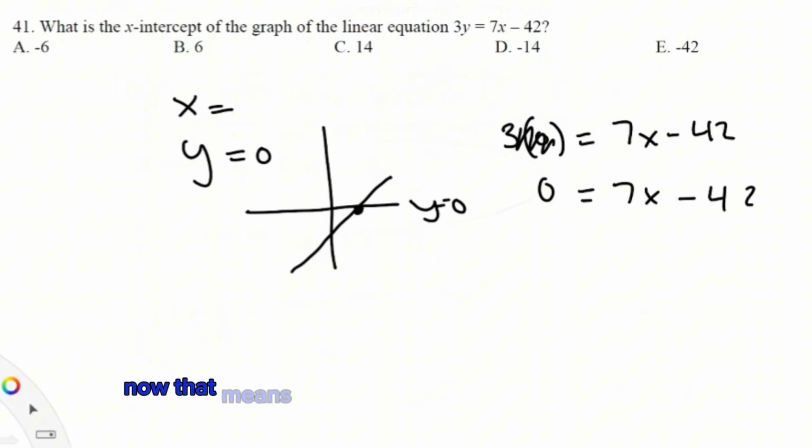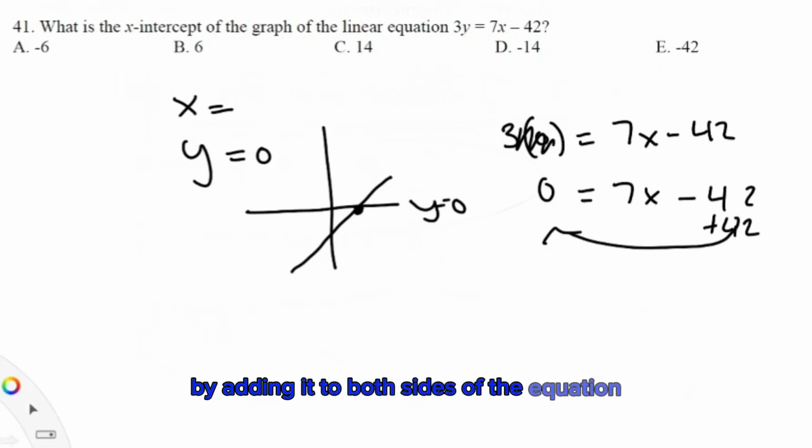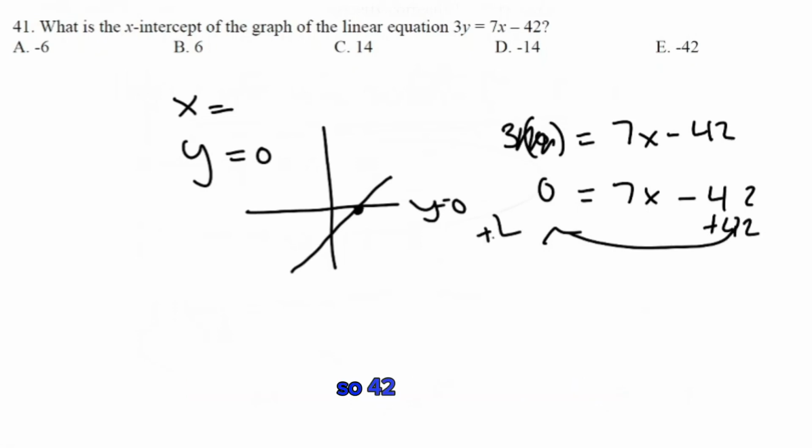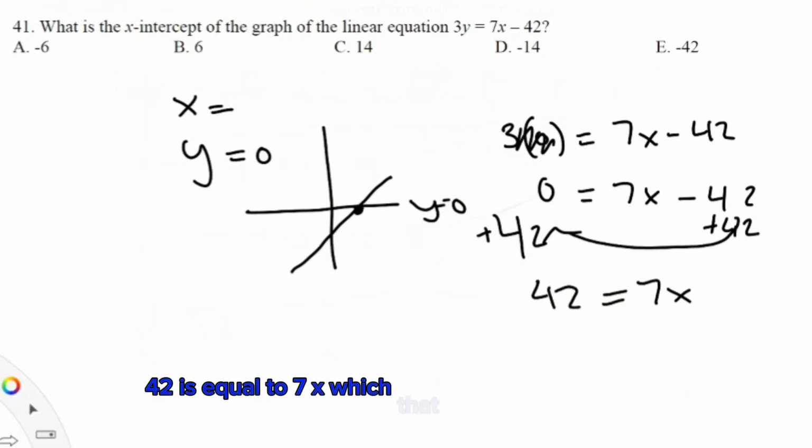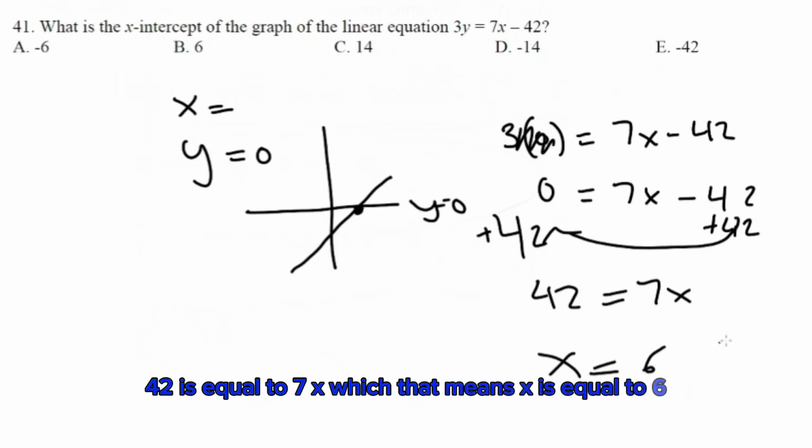Okay, now that means we can bring this 42 to the other side by adding it to both sides of the equation. So 42 and 42. So our new equation becomes 42 is equal to 7x. So that means x is equal to 6, and that's your answer.